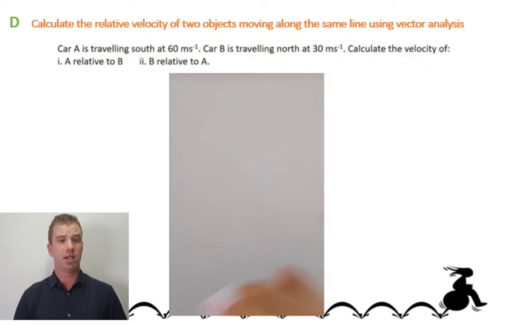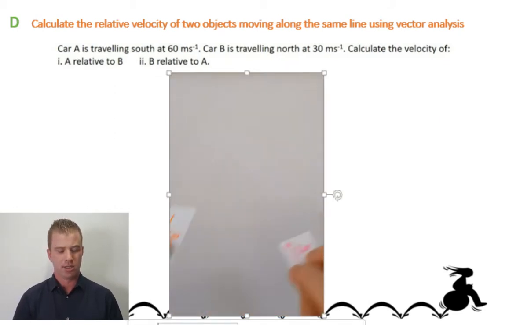Now let's have a look at another question that has come up in my workbooks. Car A is traveling south at 60 meters per second, and car B is traveling north at 30 meters per second. Calculate the velocity of A relative to B and B relative to A. So let's have a look here at this question.